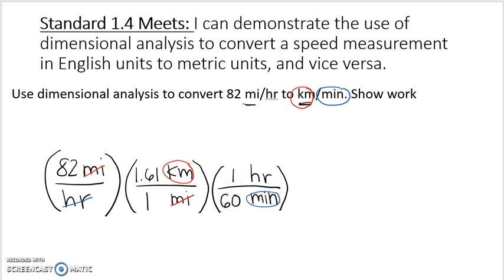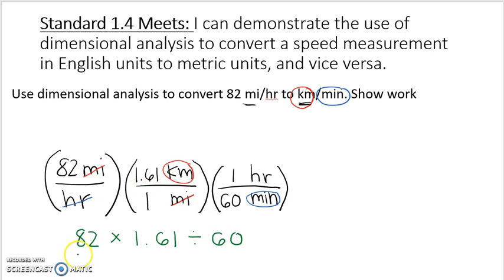When I go to set up my problem and do my math, I start with what I'm given, 82. In my next parenthesis set, I have 1.61 and it's on the top. Things that are on the top get multiplied. If I look at my final parenthesis set, I see that 60 is on the bottom. Things that are on the bottom get divided. Now I don't need to multiply by this one on the top or divide by this one on the bottom because multiplying and dividing by 1 doesn't change my answer.